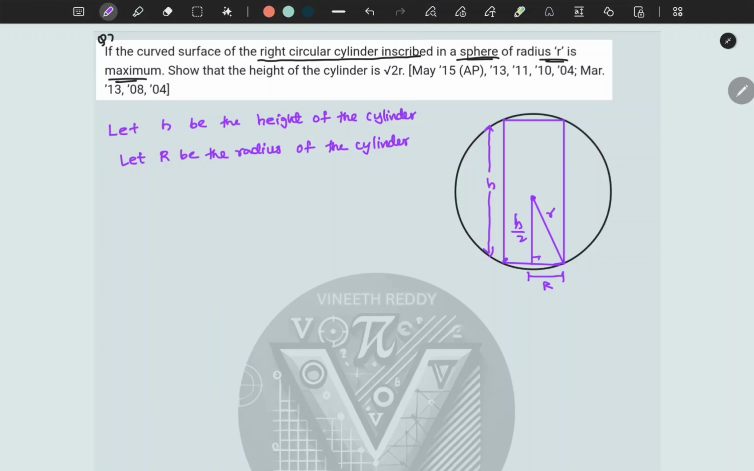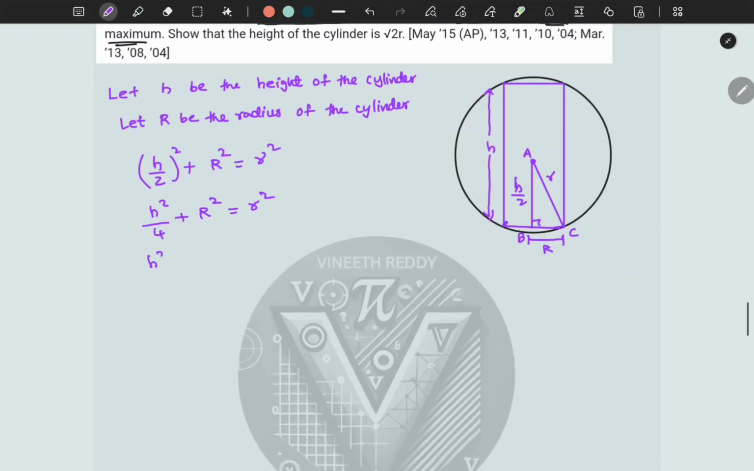So from this triangle A, B, C, by Pythagoras theorem we can say (h/2) whole square plus capital R square is equal to small r square, right? That means h square divided by 4 plus R square is equal to r square, right? Don't forget to include an implies sign. So h square plus 4R square is equal to 4 times r square. So I hope we understood till here.